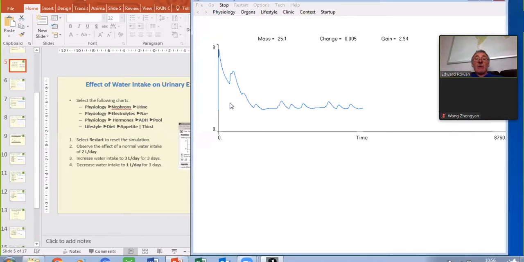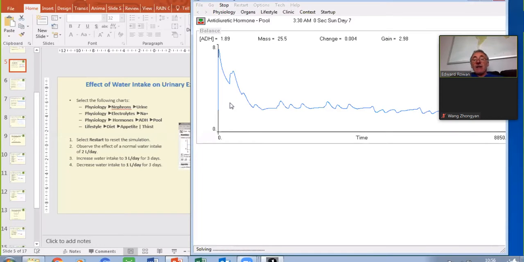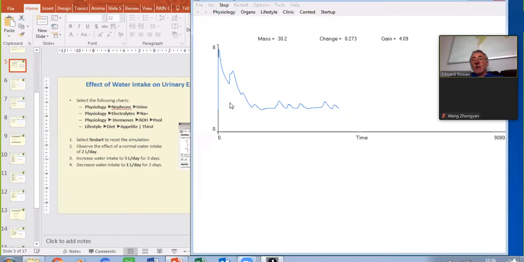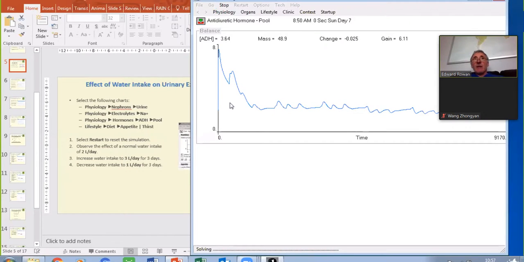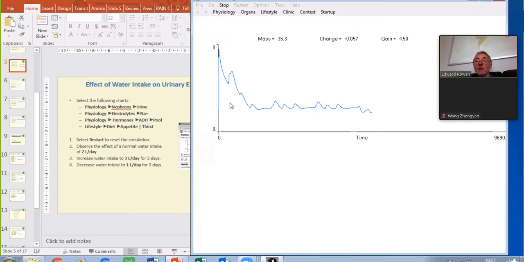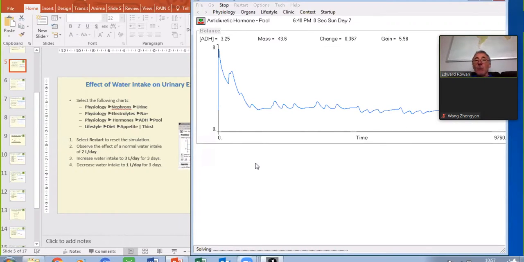Now, hopefully, we've got less water. What we'd like to see is an increase in secretion of the antidiuretic hormone so that we can then start to reabsorb more water, because the less water we have in our diet, in order to maintain a water balance, we must then reabsorb more water. And the only way we can reabsorb more water is by increasing the levels of antidiuretic hormone.